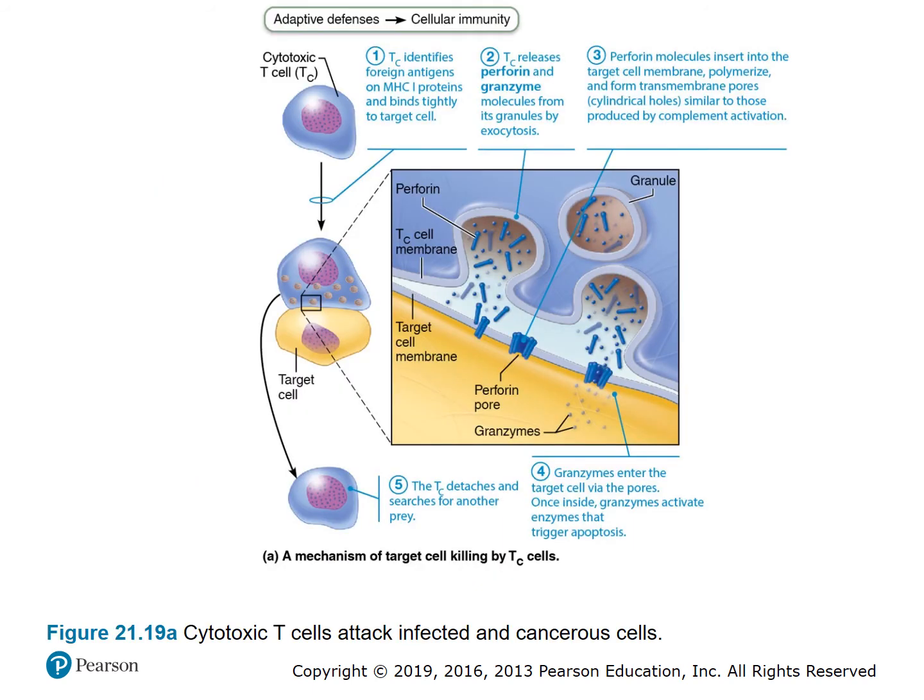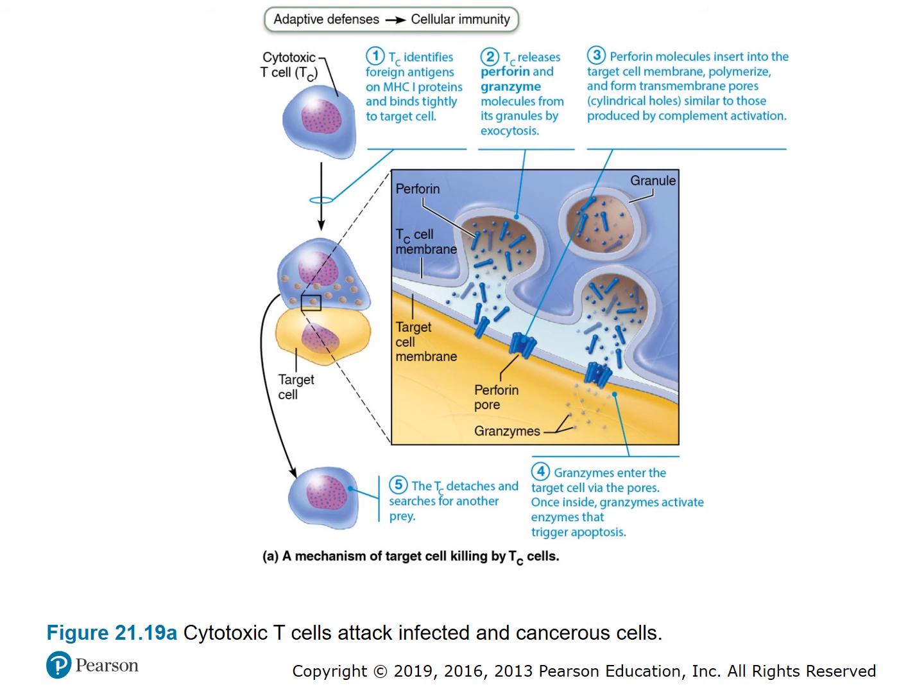Figure 21.19a, cytotoxic T cells attack infected and cancerous cells. So the cytotoxic T cell identifies foreign antigens on the MHC1 proteins and binds tightly to the target cell. And then it releases perforin and granzymes, these molecules, from its granules by exocytosis. Perforin molecules insert into the target cell membrane, polymerize, and form transmembrane pores, similar to those produced by complement activation.